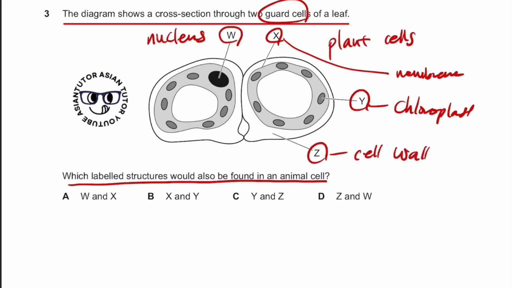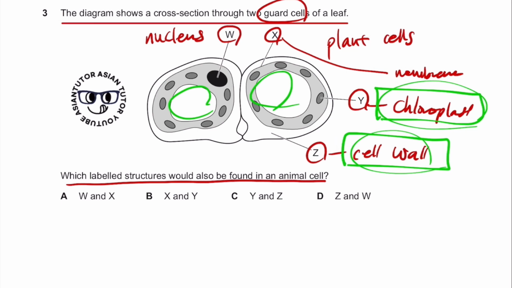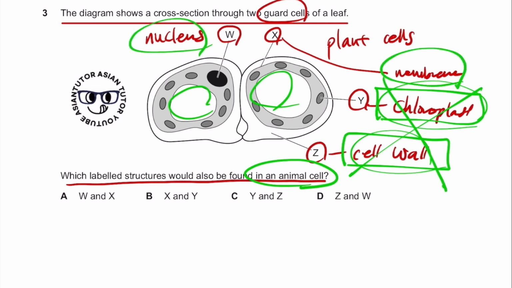So the main difference between the animal cell and the plant cell is that plant cells have cell walls and chloroplasts, and this question is asking for the labeled structures that are also found in animal cells. So we're not going to talk about these two as an answer, right? It's the nucleus and the membrane that are also found in an animal cell. So W and X. Hence the answer should be A for this one. Okay? Sweet.